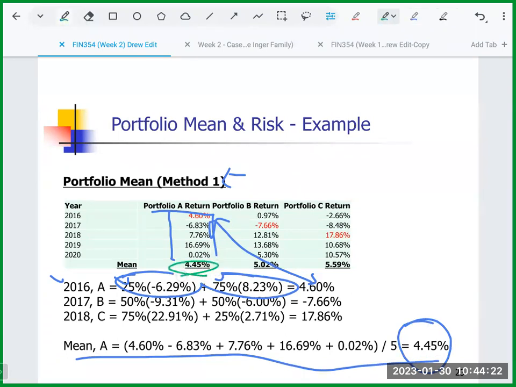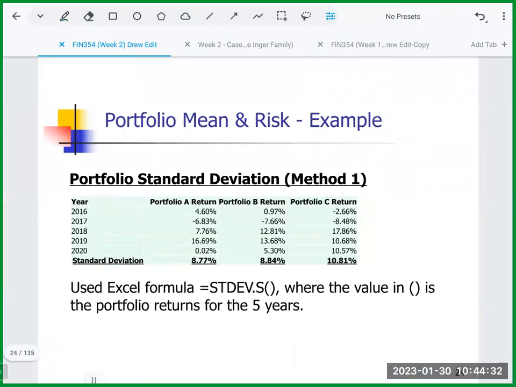So what I recommend you do is try to calculate portfolio B and C in Excel. Try to see whether you can get the answer, all right? Now, the mean is usually quite easy. The standard deviation is where it's a bit more complex.